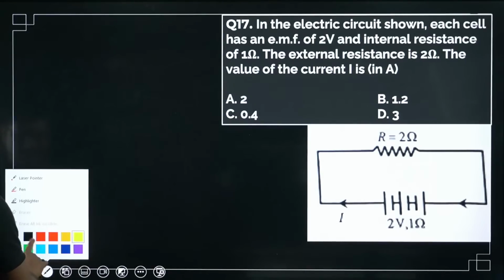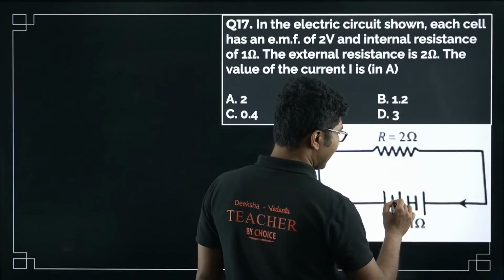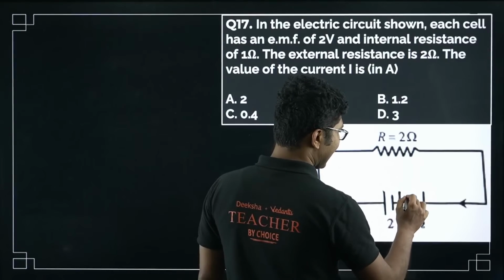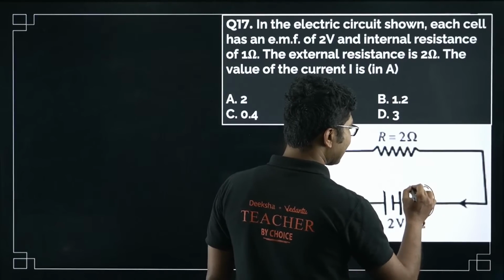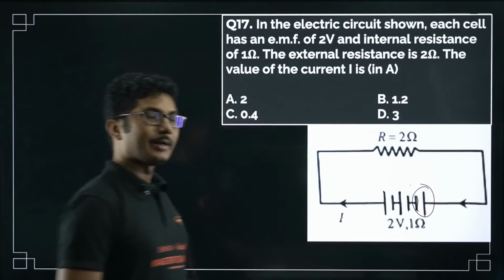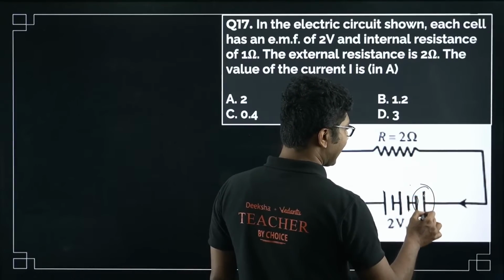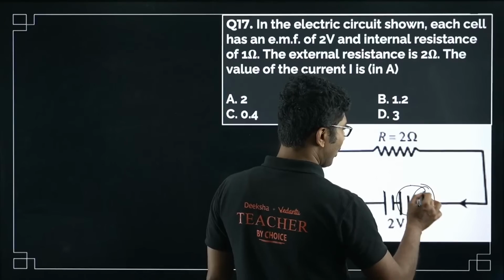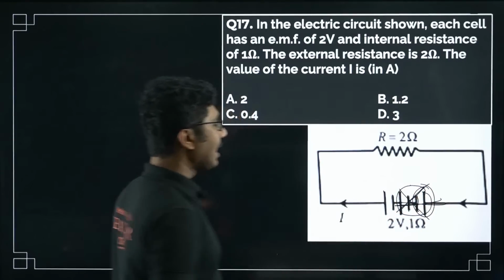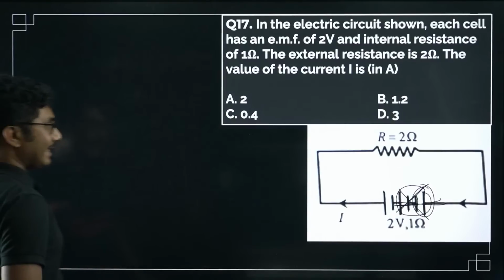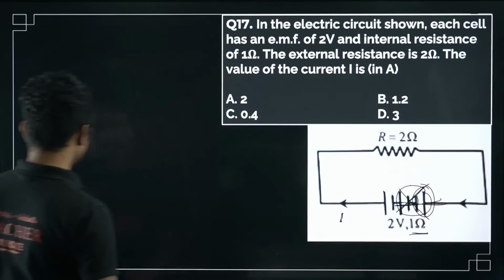Now let's inspect this circuit very closely. This is one battery, this is the second battery, and there is a third battery, but the third battery is connected in reverse. So this battery will cancel one of the other batteries, so these two batteries are gone. We only have one cell of 2 volt, but the internal resistances will be added.